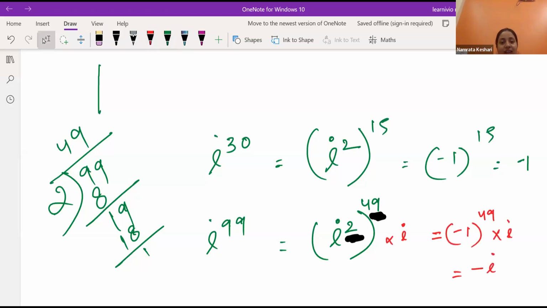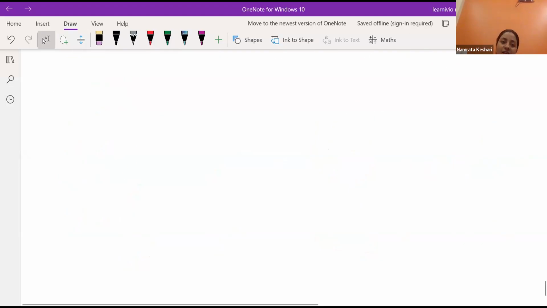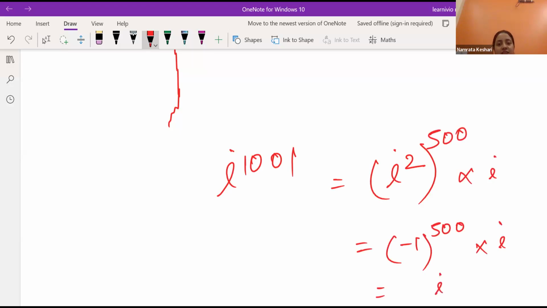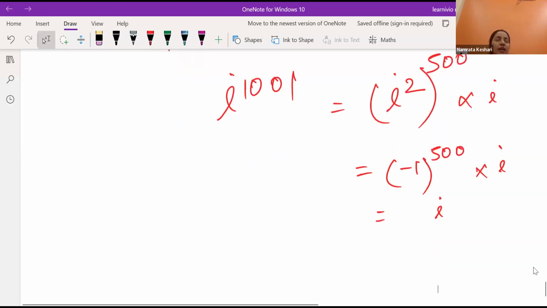Yes, miss. Okay, let's do the larger number. That means i to the power 1001. i squared to the power what? 500. 500 already gives us 1000. One extra i is required. -1 to the power 500 into i. That means i. Just type clear. i. Yes, miss.